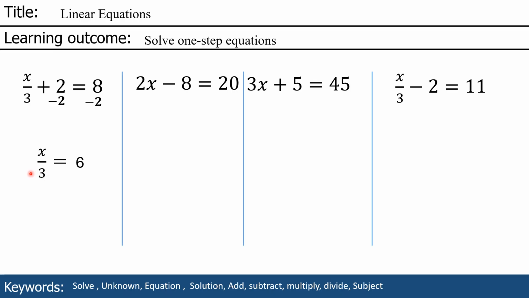Again, we reverse the last operation that was done to x. So here we have x divided by 3, and the reverse of dividing by 3 is multiplying by 3. So we multiply the left hand side of the equation by 3, and we also multiply the right hand side of the equation by 3. So therefore x will be equal to 3 times 6, and 3 times 6 is 18. How about completing the other questions?